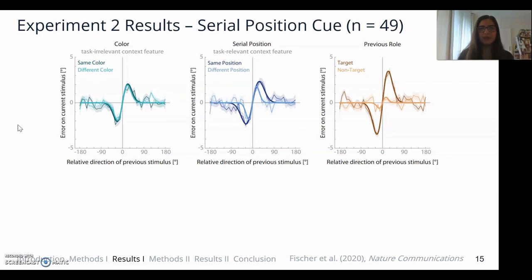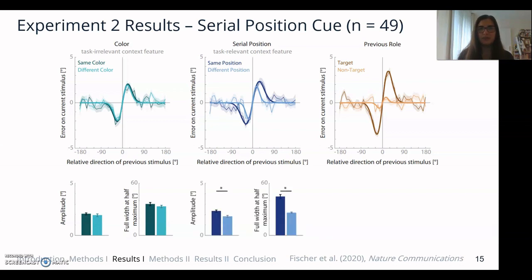In experiment 2, color was task-irrelevant, and it did not affect either amplitude or width of serial dependence. In contrast, serial position, which was now the task-relevant context feature, affected both the amplitude and the width of the bias. And indeed, with a higher sample size, we saw a significant bias towards the previous non-target, which was crucially smaller than the bias towards the previous target.